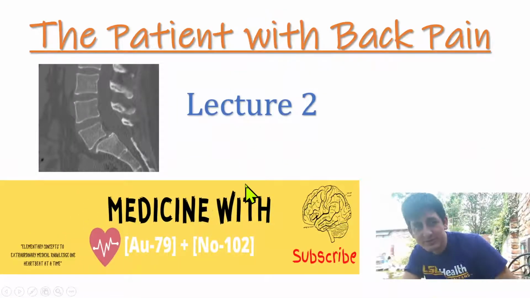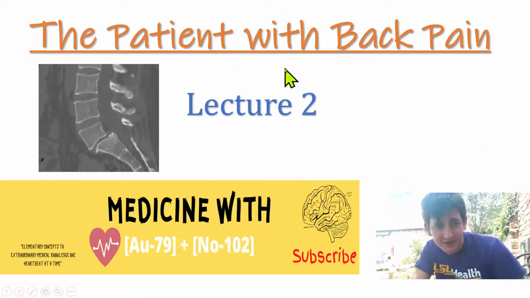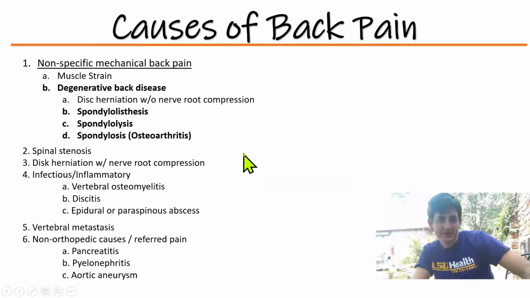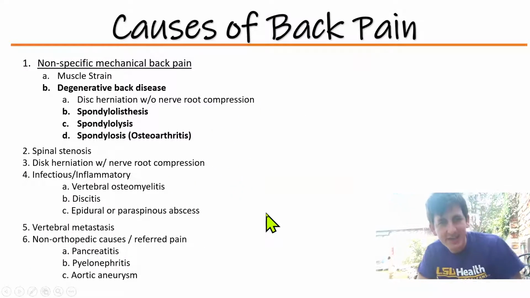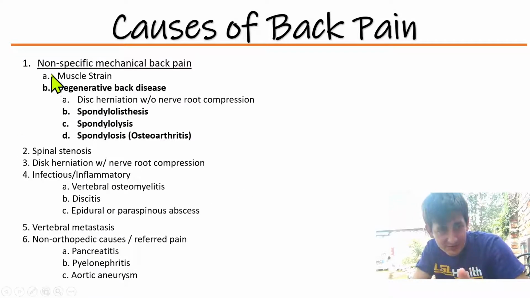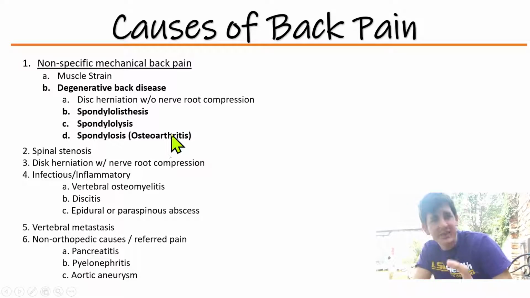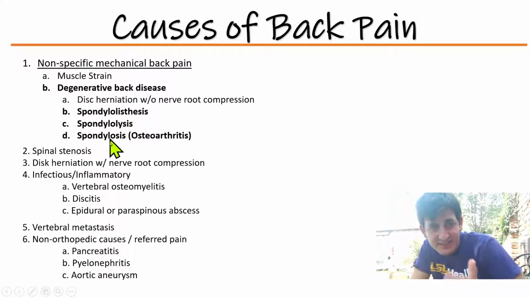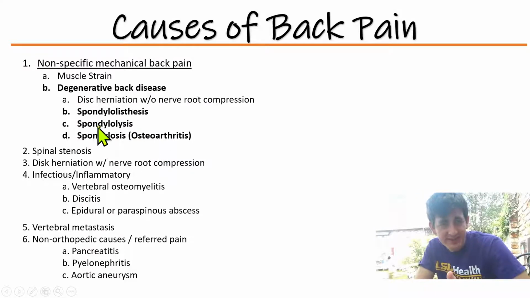This is lecture 2. We're going through patients with back pain and trying to figure out what different pathological conditions they may have. In the first video, we talked about muscle strain in an overview video, so go back and watch that if you haven't. This video we're going to talk about spondylolisthesis, spondylolysis, and spondylosis, also called spinal osteoarthritis, and break these three things down.